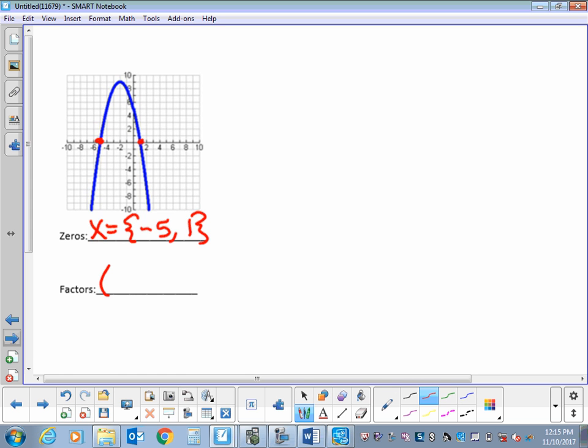Edgar, what are my factors? x plus 1 and x minus 5. This needs to be opposite. Oh, x plus 5 and x minus 1.